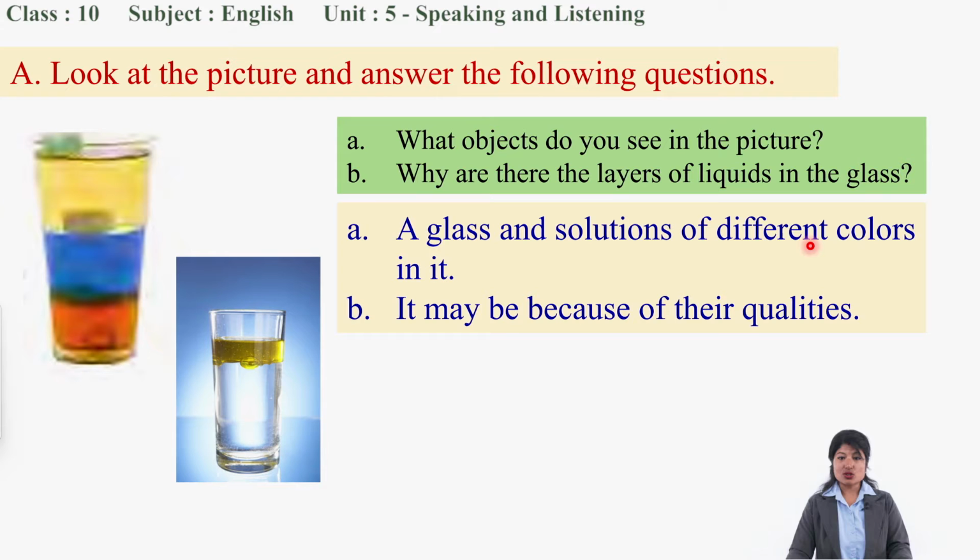Okay, so we can answer in this way. A glass and solutions of different colors in it. What we could see over here is a glass. It must be solutions of three different colors, and it may be because of their qualities, right? Quality of these colors. This is floating. And whether it is right or not, we'll soon come to know after listening. So all of you, are you ready for listening? Yes, here it goes, your first listening, and let's see whether our guesses are right or wrong.